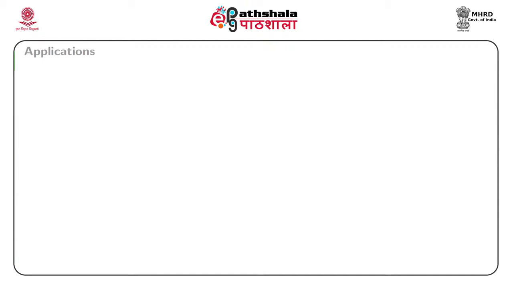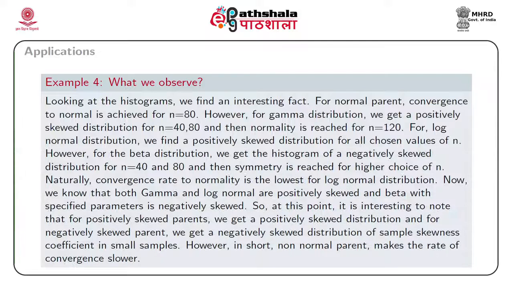So, what do we observe? Looking at the histograms, we find an interesting fact. For normal parent, convergence to normal is achieved for n equal to 80. However, for the gamma distribution, we get a positively skewed distribution for n equal to 40 and 80, and then normality is reached for n equal to 120. For the log normal distribution, we find a positively skewed distribution for all chosen values of n. However, for the beta distribution, we get the histogram of a negatively skewed distribution for n equal to 40 and 80, and then symmetry is reached for higher choices of n. Naturally, the convergence rate to normality is the lowest for the log normal distribution.